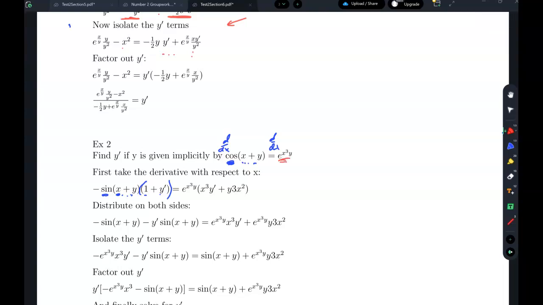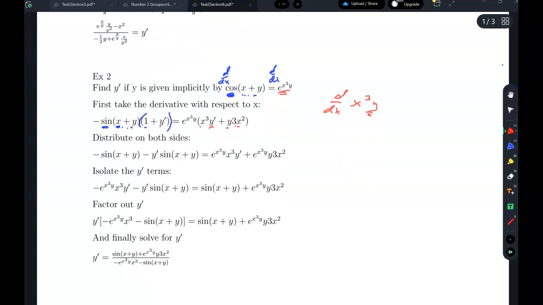It's e to the stuff. Oh no, and when I want to take the derivative of x cubed y, I have to use product rule. First d second, derivative of y is y prime, plus second d first. Okay, so I need to distribute on both sides. So let me just kind of show color. So I take this times the 1 and this times the y prime. So this times the 1 and this times the y prime.